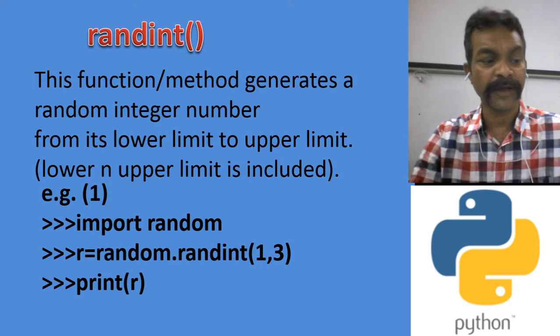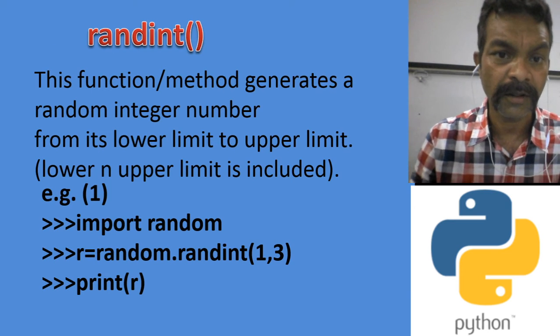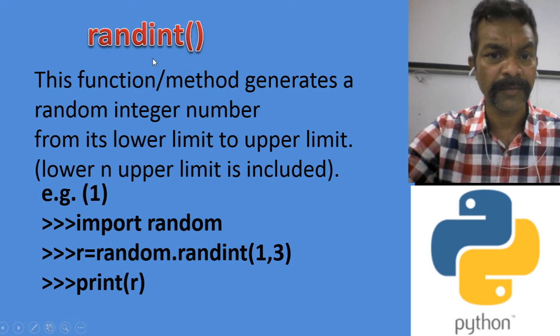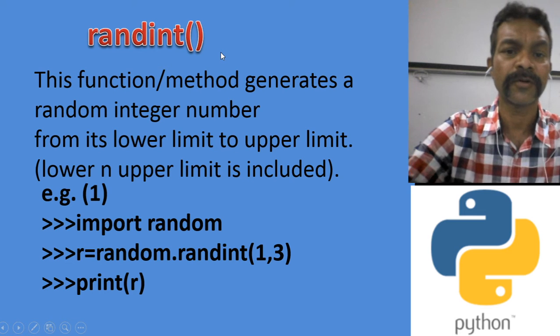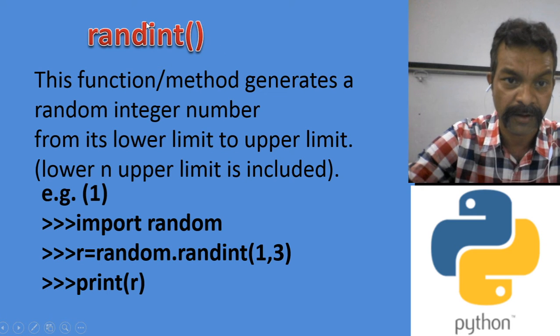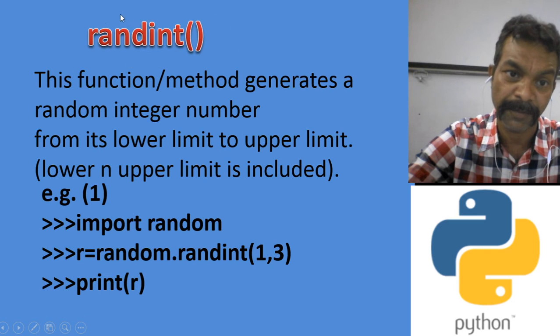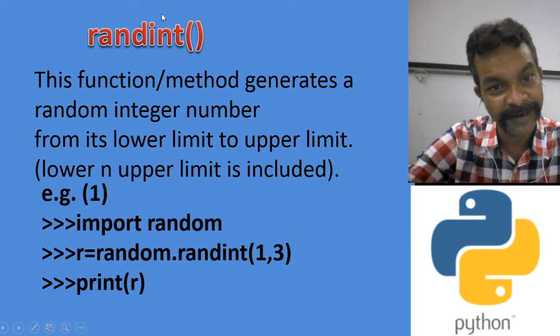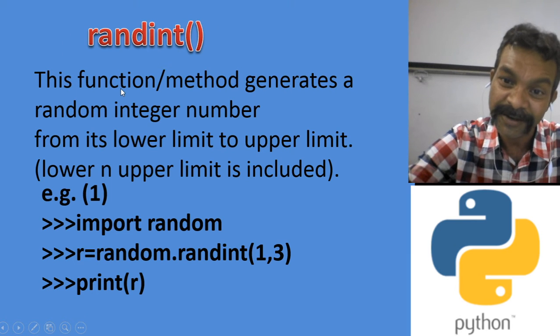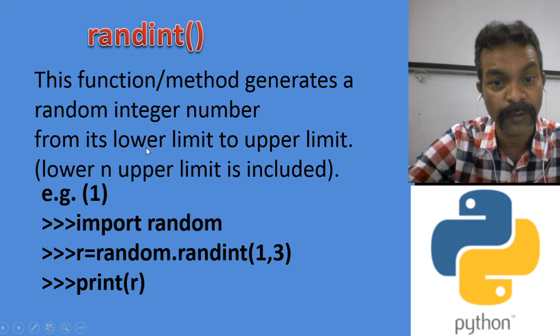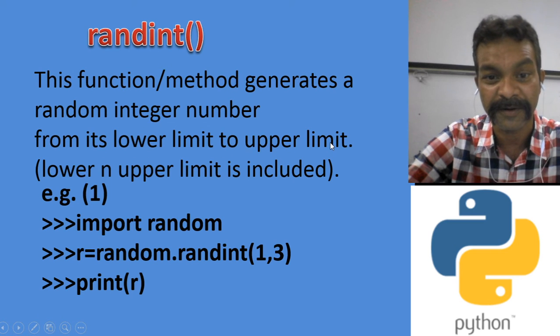Now I am coming to the next important function. This is the randint function. Sometimes the question is asked from the randint function, or sometimes from the randrange function. So both the functions are very important from the examination point of view. Now let us see what the randint function is. This function generates a random integer number from its lower limit to upper limit.